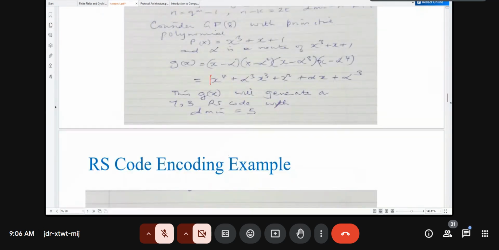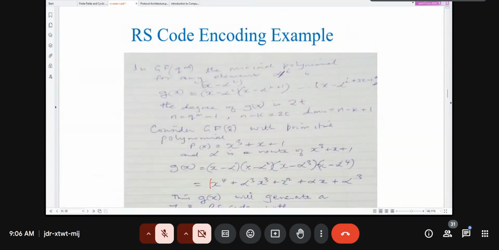We want to correct 2 errors, so n minus k must be 4. So it looks like k is 3. So it's a (7,3) code. I don't know whether I specified somewhere that we want to correct 2 errors; we went up to alpha to the 4. I think I did not mention it here. The degree of g(x) is 2. So we want to create a code which can correct 2 errors.